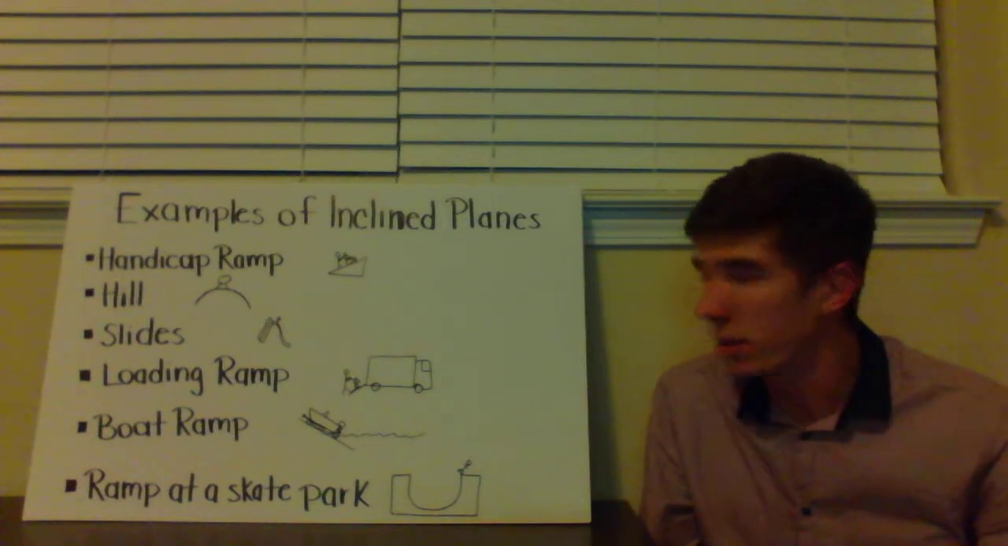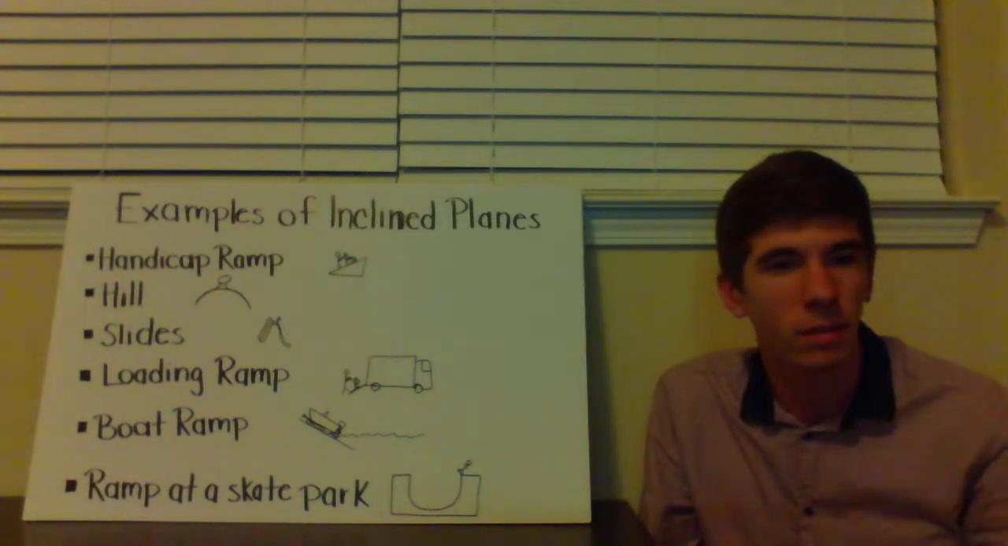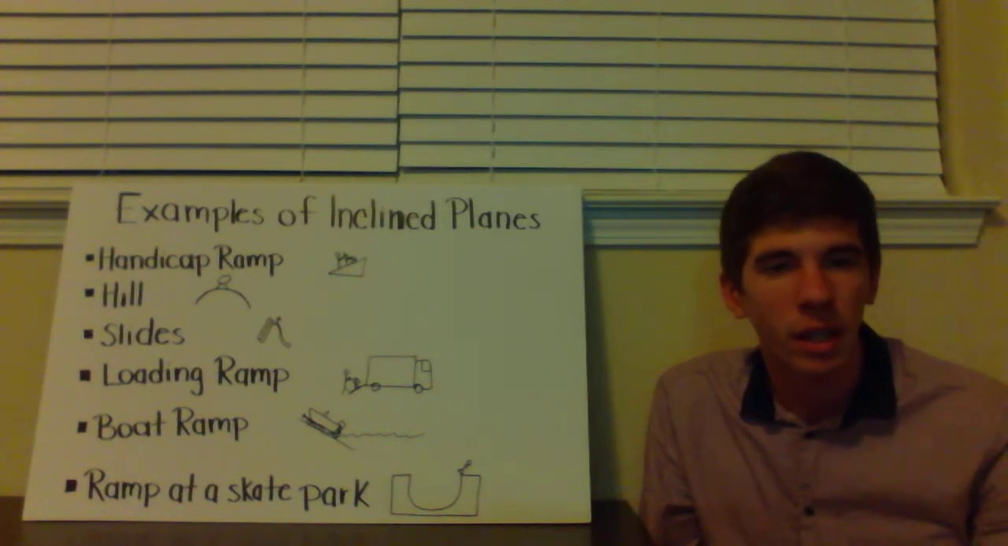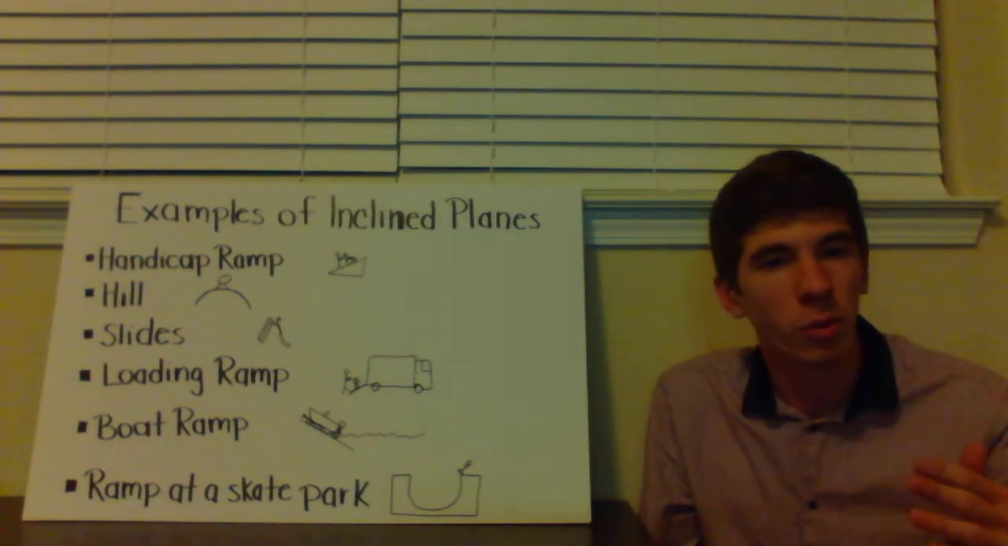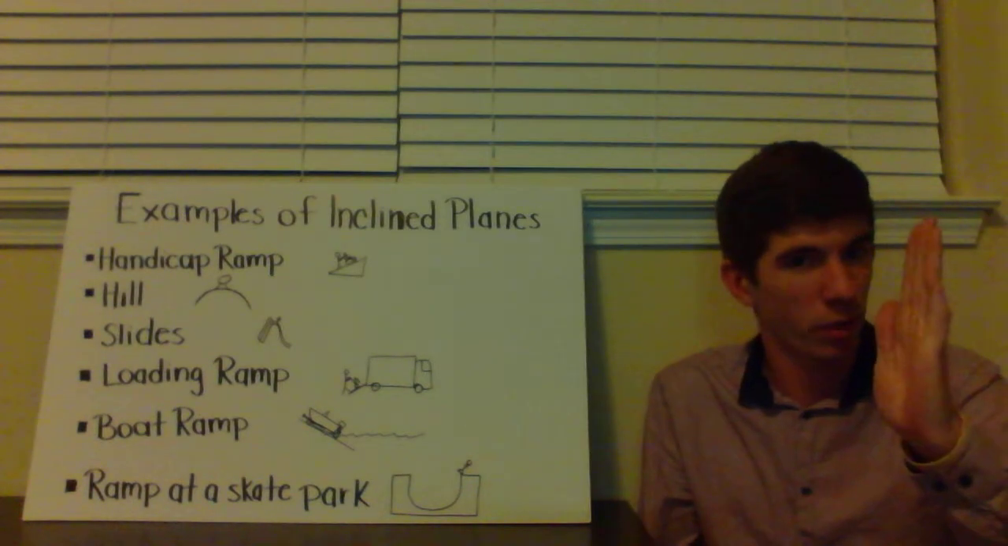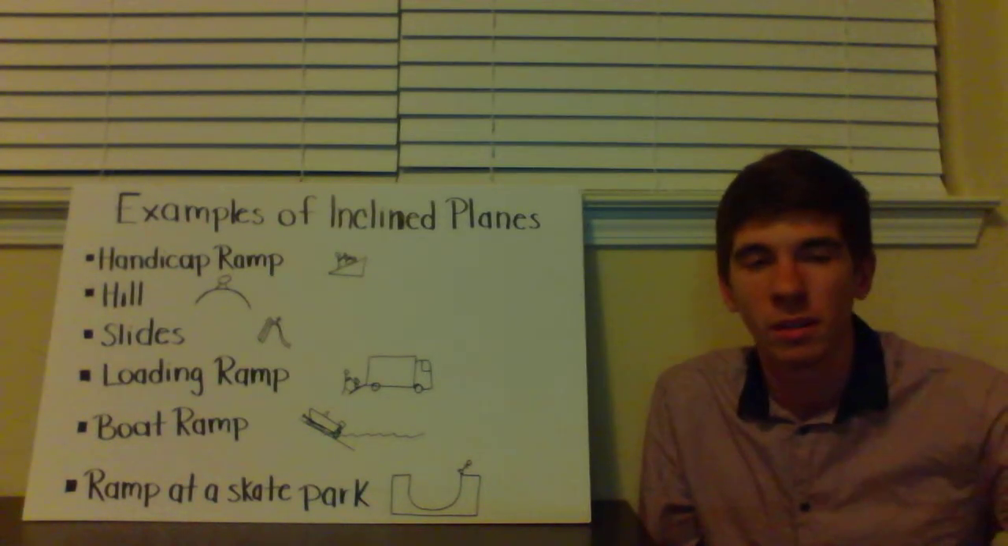A hill is another example of an inclined plane. You see it every day. You see it at the park or while you're driving or while you're running, and you know that it would be easier to go up that hill than it would be to go directly the distance from the bottom of the hill to the top of the hill in a straight vertical way.